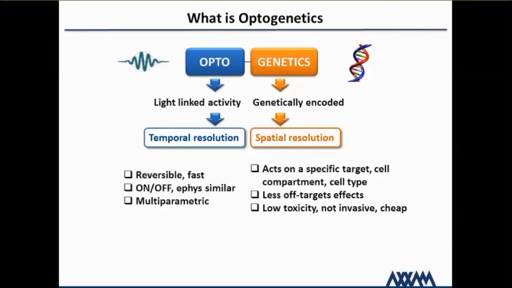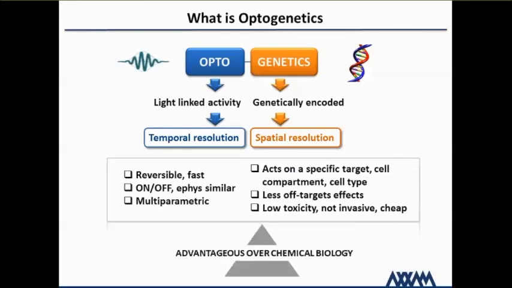Basically, you can be reversible, switching on and off your specific activity. And being the light an electromagnetic wave, you can use different wavelengths to run multiparametric experiments and to control different processes. Moreover, the genetic component of your optogenetic tool will allow you to act only on the specific light control pathway of your cell line or cell compartment, avoiding a lot of off-target effects and toxicity issues in a very cheap and non-invasive way. And all these aspects are very advantageous for biological investigations because they are definitely something you cannot reach with a classical drug application or even with electrical stimulation.